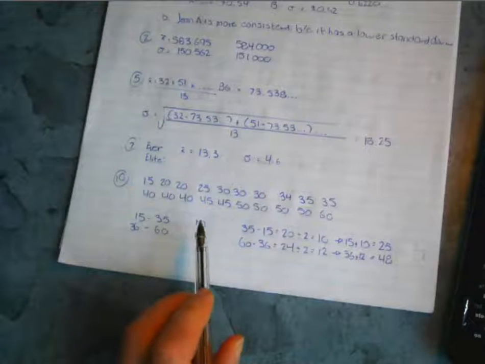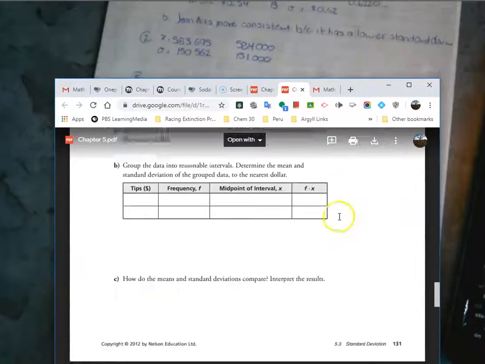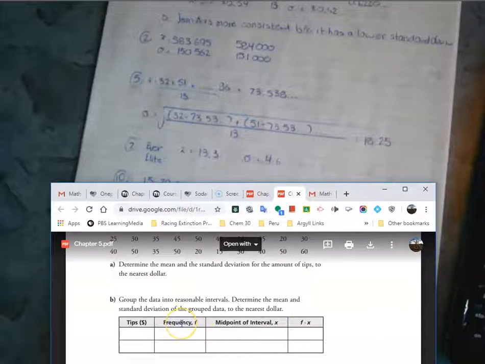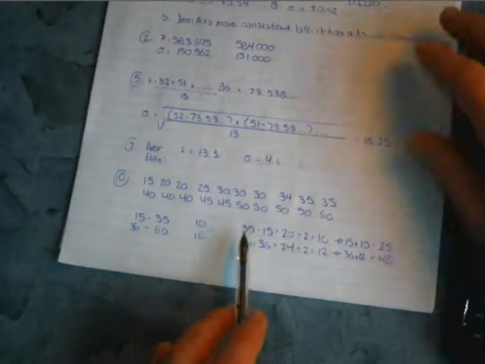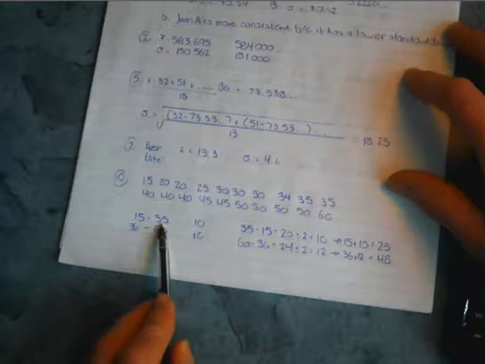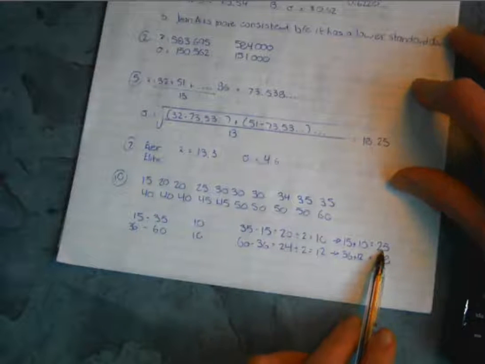Like it shows you in the chart here, the frequency is how many data points you have in the group. So we had 10 in each group. Then the midpoint of the interval is the number that's halfway in between if you go from 15 to 35. If you're comfortable figuring that out easily, that's good.